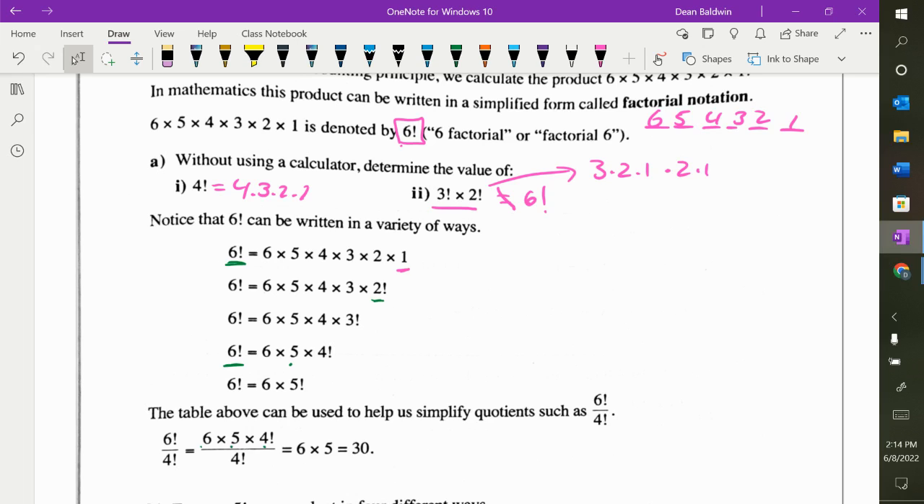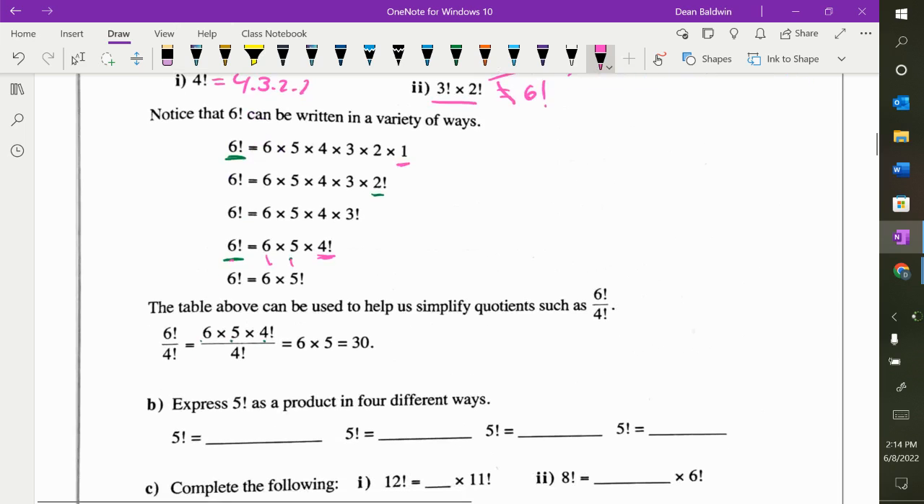Okay, so 6 factorial is 6 times 5 times 4 times 3 times 2 times 1, all the way down. You can rewrite it in different ways, though. You don't have to go all the way down. You can write 6 factorial as 6 times 5, and then if you get lazy, you don't want to write the rest of it, so I'll just write 4 factorial. So could you just write 6 factorial as 6 factorial? You could, but sometimes you have to reduce it.